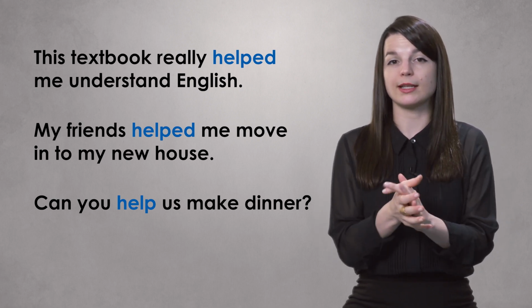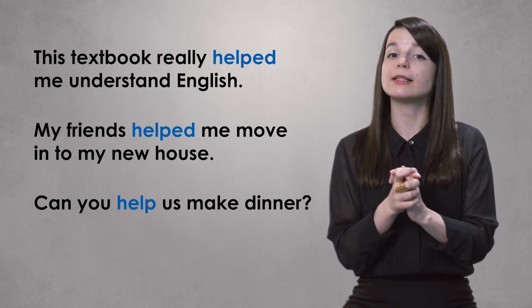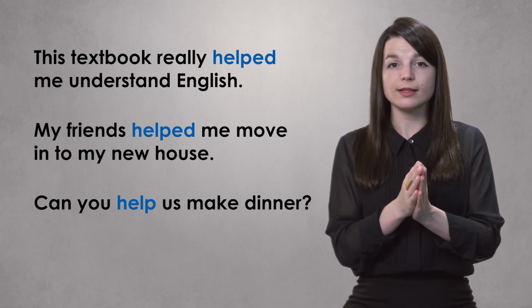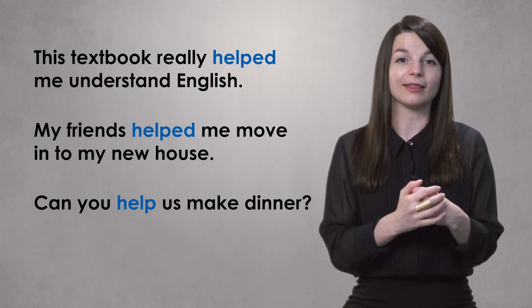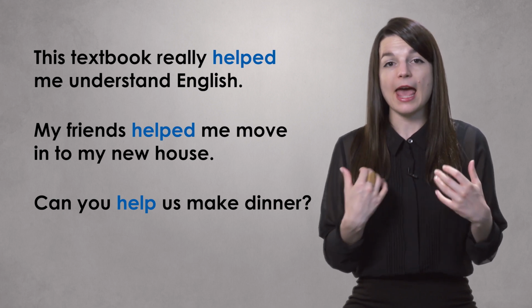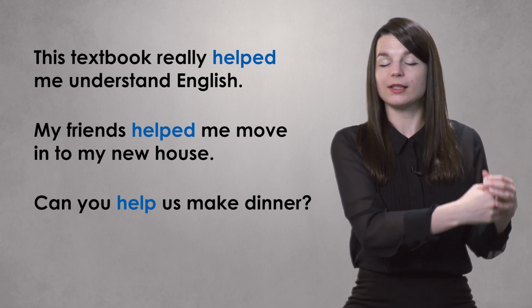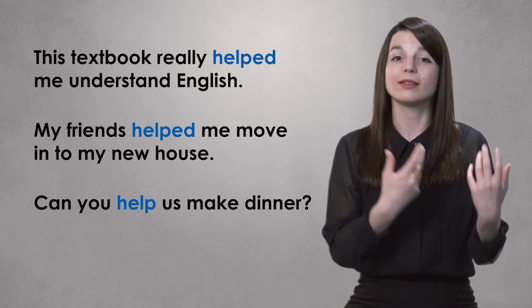In the last example sentence, a question, can you help us make dinner? So us, that's the person or the people, in this case, needing assistance. And the thing they need assistance with is dinner. So to help with something.